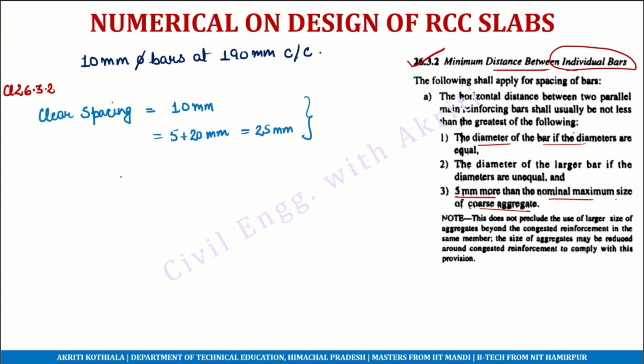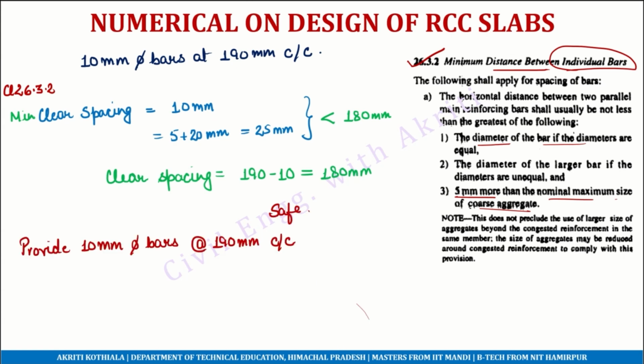So calculating the clear spacing will be nothing but 190 mm, that is the center to center spacing between the bars, minus the diameter of the bar. That will be the clear spacing, that is equal to 180 mm. Because 180 mm is greater than the minimum clear spacing which we require, therefore this is safe for this check, and we can move forward and simply write that provide 10 mm diameter bars at 190 mm center to center.